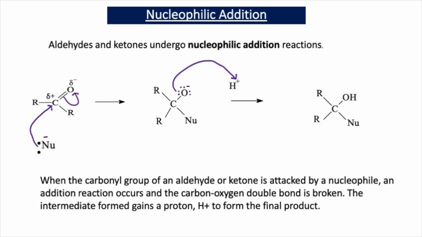Now when the carbonyl group of an aldehyde or ketone is attacked by a nucleophile, an addition reaction occurs and the carbon-oxygen double bond is broken. Now this first step, the nucleophile's pair of electrons attacking the delta plus carbon and the C=O breaking, is a slow step. And the intermediate then gains a proton to form the final product. Now this gaining of a proton, this pair of electrons attacking the H plus to form the OH, is a much faster step.